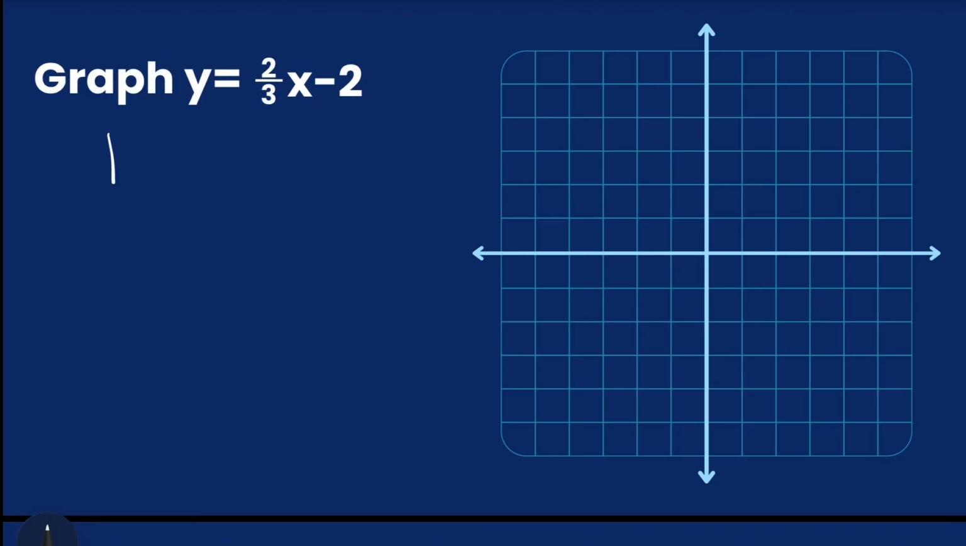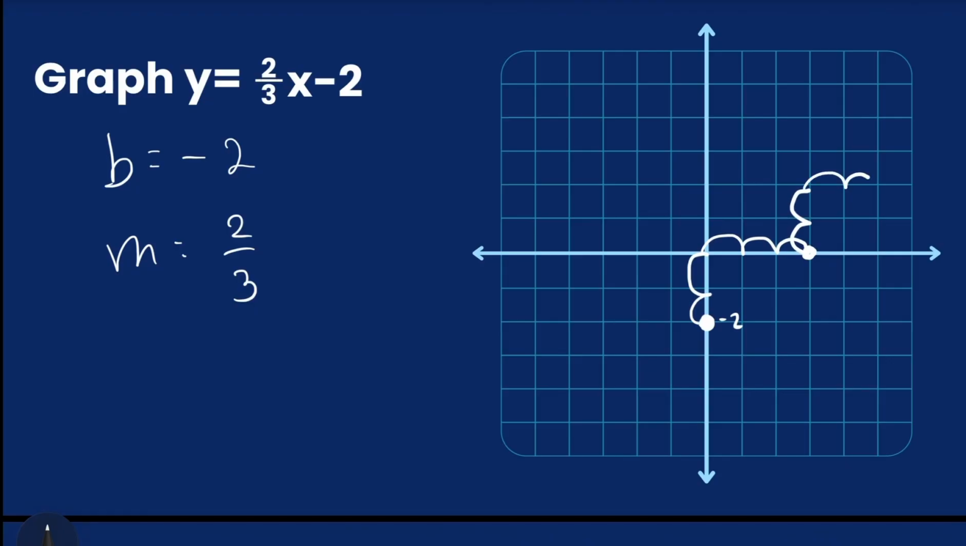So I see that my y-intercept is negative 2, and then my slope is 2 over 3. So now first I'm going to plot my b, which is negative 2, so 1, 2 is right here. And then using my slope, I'm going to go up 2, so 1, 2, and to the right, 1, 2, 3, up 2, and to the right, 1, 2, 3. And then I'm going to go down 2, and to the left 3, and then down 2, and to the left 3 times. And that's it.